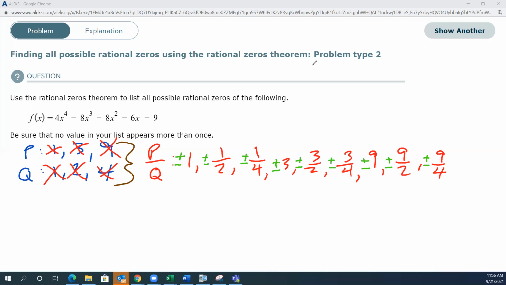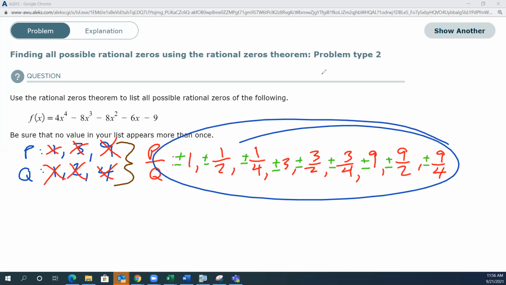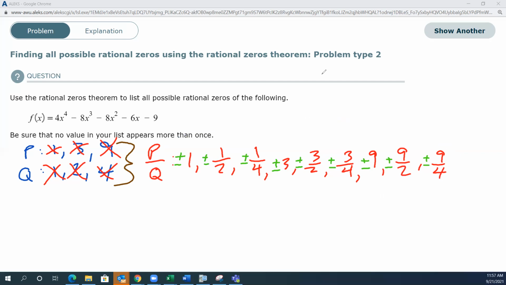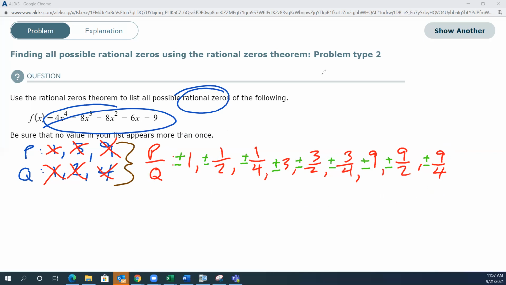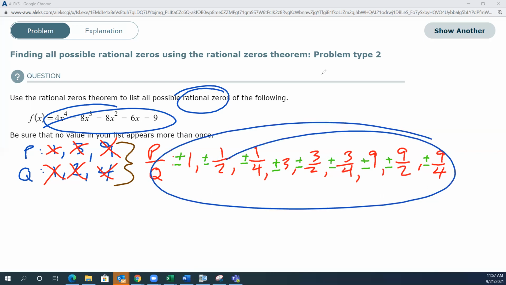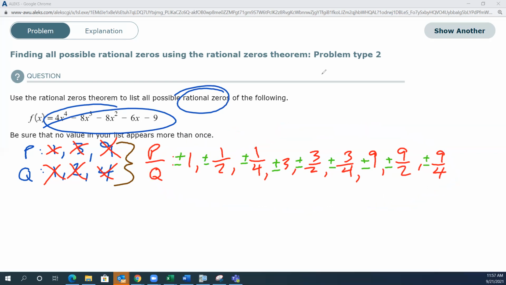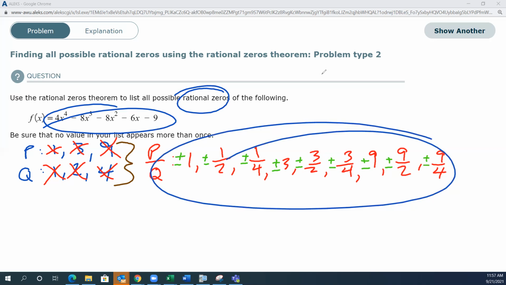So we've got this super cool list of numbers here, our P over Q numbers. That's the list from which all rational zeros for the function are found. If there are any rational zeros, and there might not be any, if there are any, they are on this list right here. See, I knew there'd be a use for me goofing around with that.